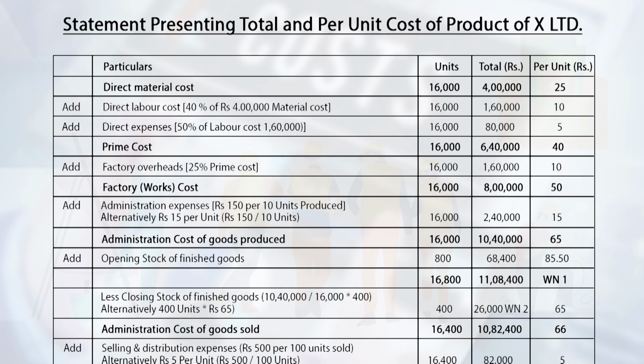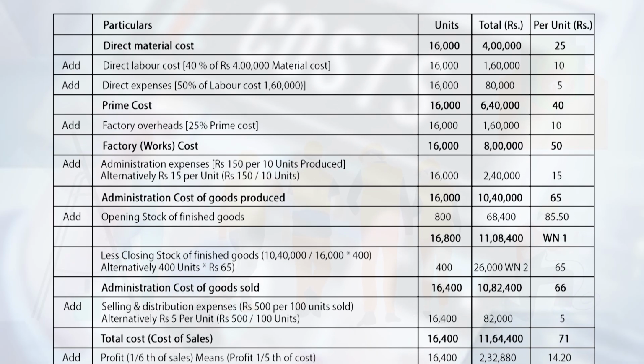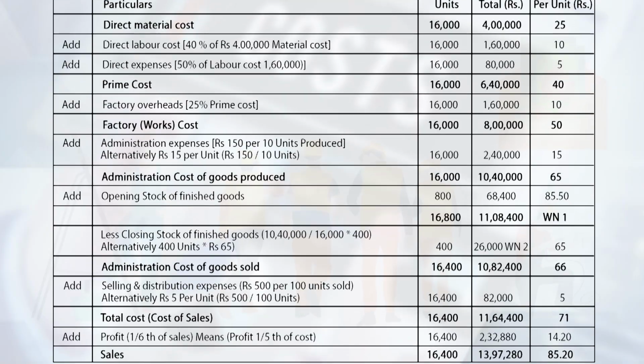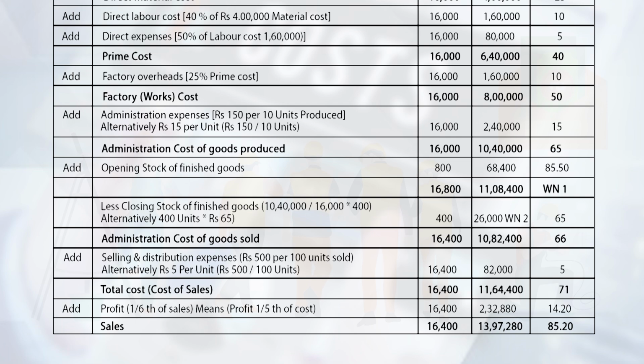In administration cost of goods produced, add opening stock of finished goods, which is 800 units and per unit cost is 85.50, giving us the value of 68,400. Less closing stock of finished goods, units are 400 and its valuation is 10,40,000, divide by 16,000, multiply with 400, or alternatively 400 units multiply with 65, amounts comes to rupees 26,000 and the total gives us administration cost of goods sold rupees 10,82,400 and the per unit cost is rupees 66.